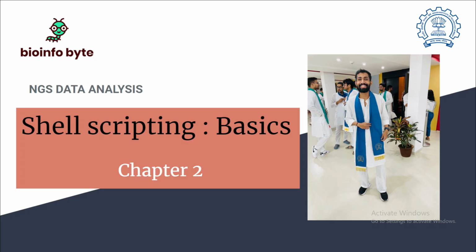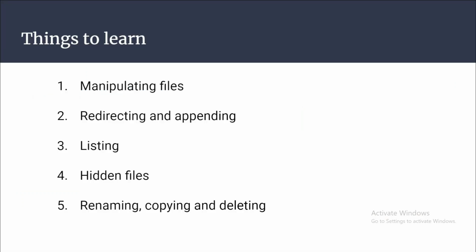So let's go and we will see what are the things we are going to learn in this particular chapter. The first thing is how we can manipulate the files, what information we can add in the existing files, and how we can manipulate those files using redirecting and appending operators. Then how you can list the files that are there in a particular folder. The fourth one is hidden files. So what are the hidden files that are there in any particular folder? And the last part is how you can rename a file, rename a folder, how you can copy a file, copy a folder, or how you can delete a file and a folder.